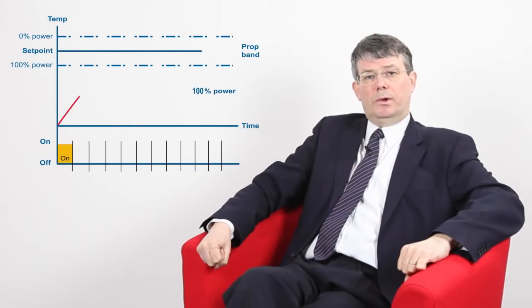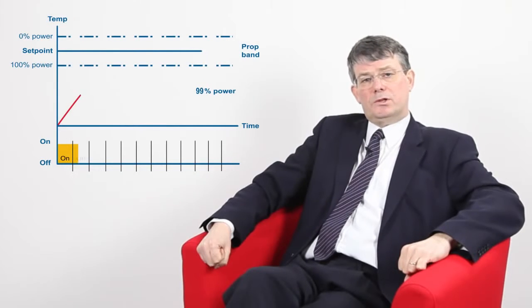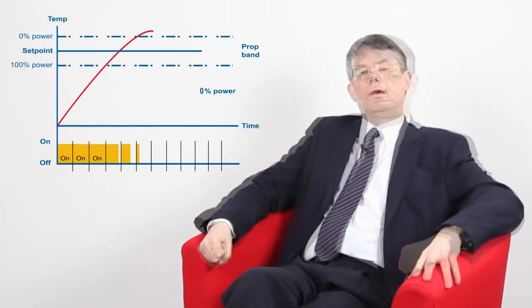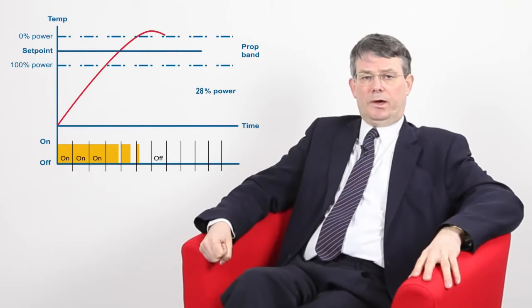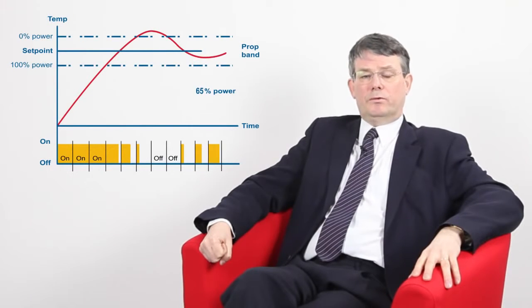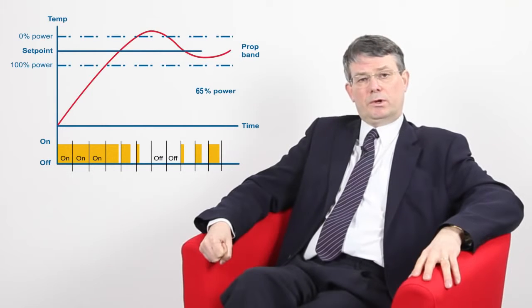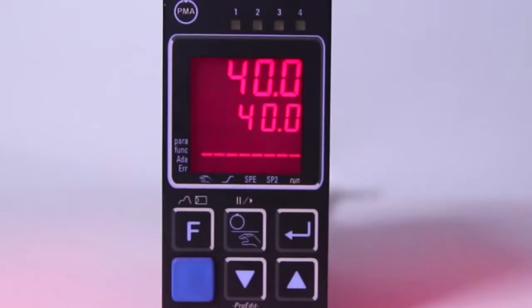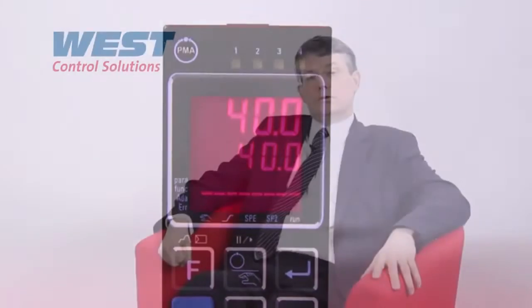For example, being on for 50% of the time equates to 50% of power. If the user set a cycle time of 8 seconds and the output was on for 2 and off for 6, this would equate to 25% of power. Similarly, if the cycle time was set to 64 seconds and it was on for 16 and off for 48, this would also be 25% of power. However, the number of switching cycles would be reduced considerably, so you can see how the user can control how often their devices are switched.